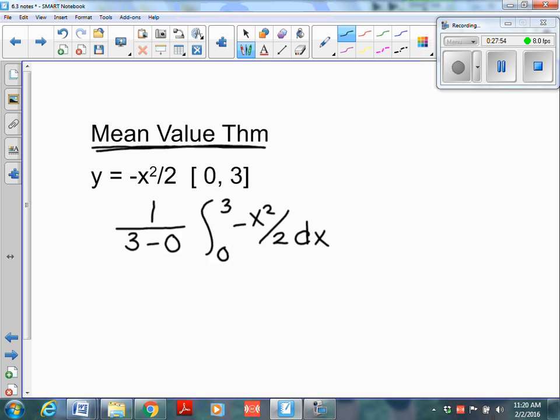The new thing is this. Mean means average. On the AP test, it might say average value or it might say mean value. They mean exactly the same. So, trying to hurry this up, 1/3, and I'm going to integrate this.